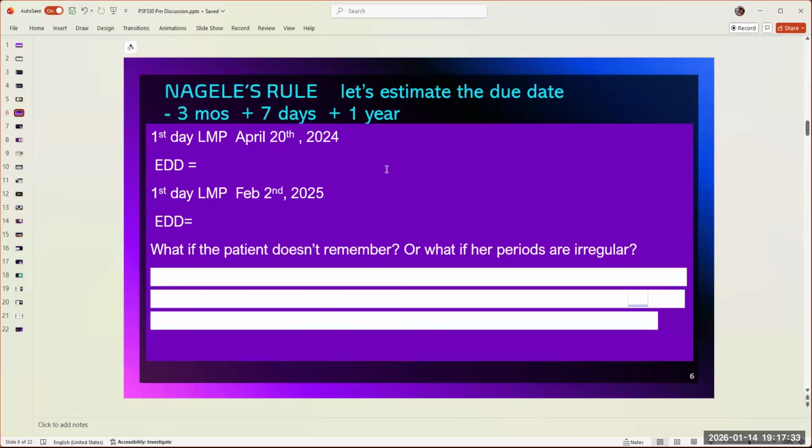All right, Naegele's rule. We brought this up in our discussion, right? Start with the first day of the last menstrual period. Go back 3 months, add a day, add 7 days, and add a year. So if the first day of her last menstrual period was April 20th, 2024, what is her due date?